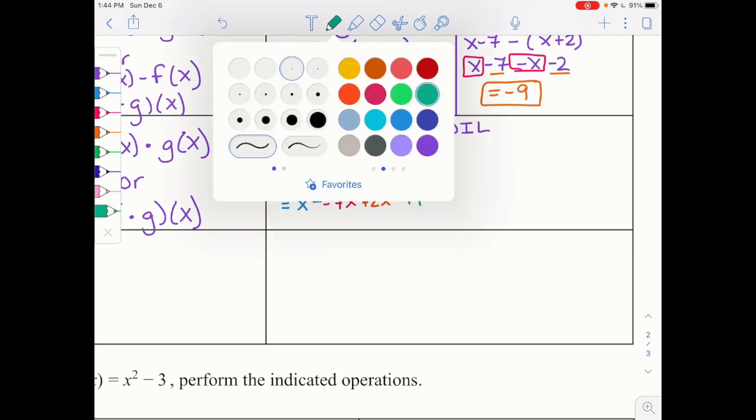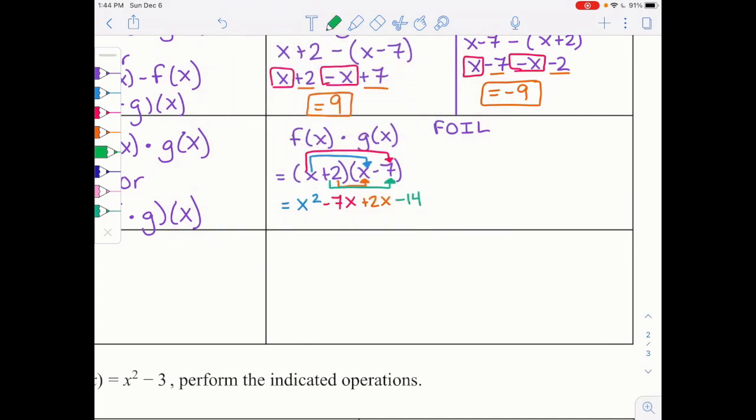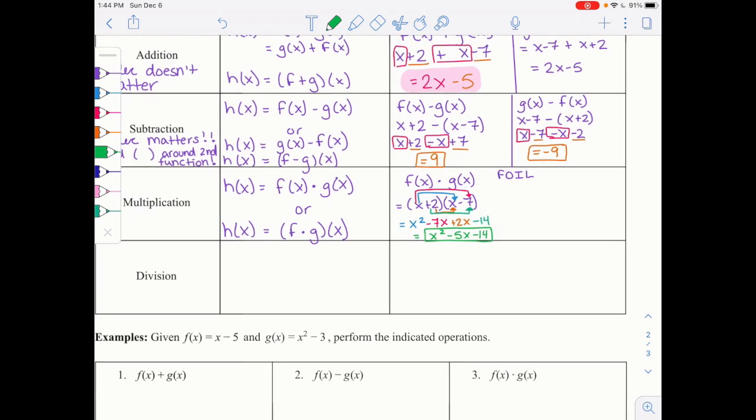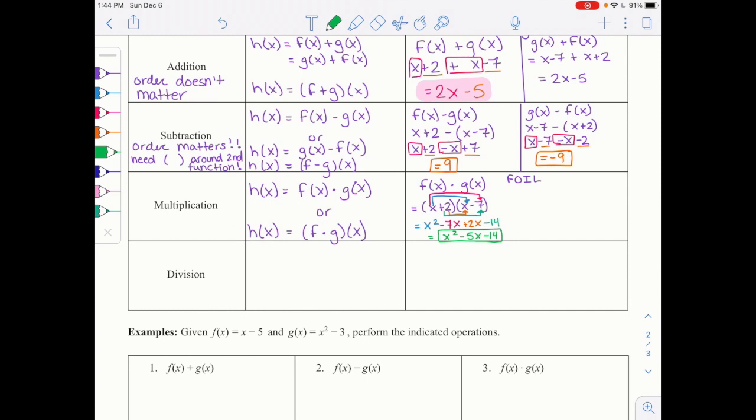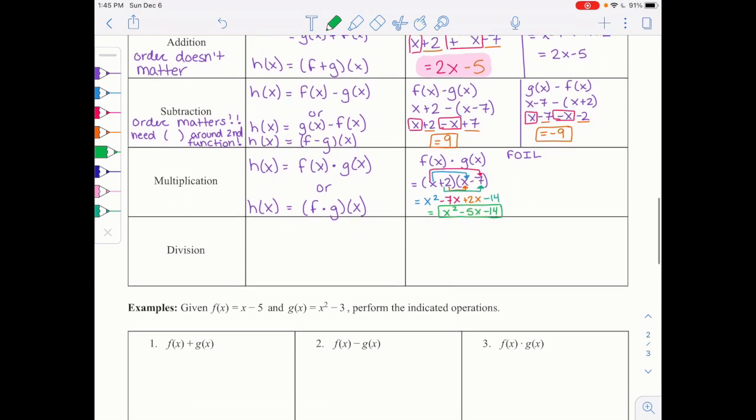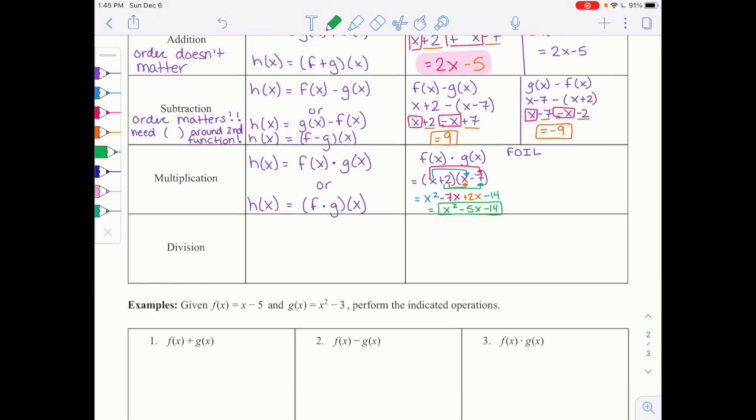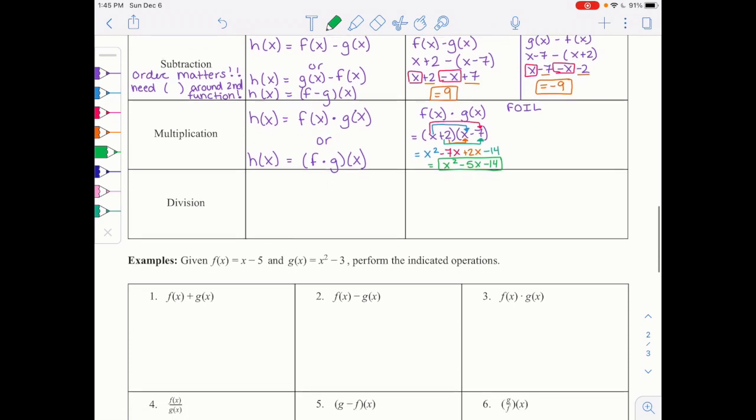And then I'm going to combine my like terms to simplify this all the way down to x squared minus 5x minus 14. So essentially what I've done here is I've created a quadratic function by multiplying two linear functions together, which I think is really cool. But you guys might just be like, oh, Rosaki, this is just ridiculous. But it's interesting to see how different functions create new ones. So that's f times g. If I did g times f, I would get the same thing. So I'm not going to show that.